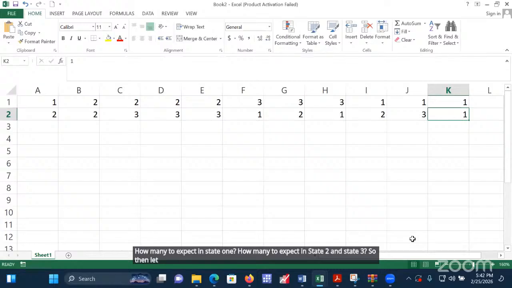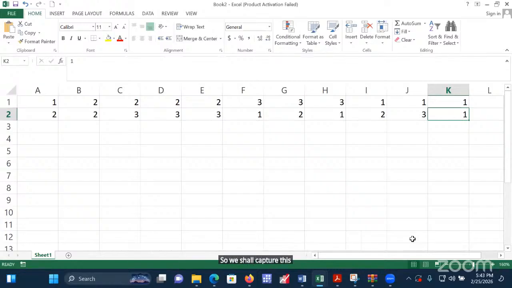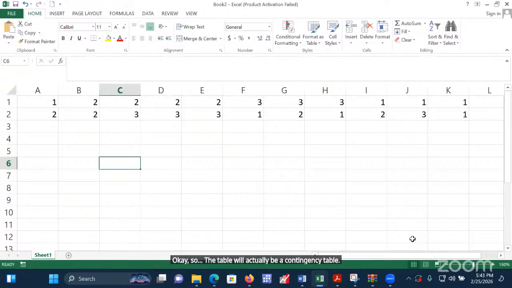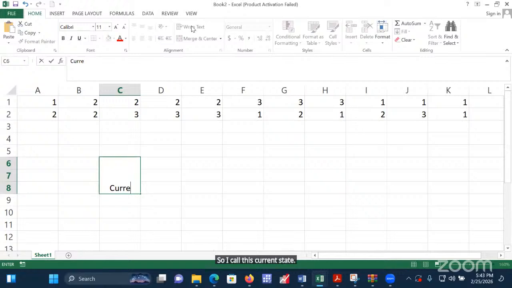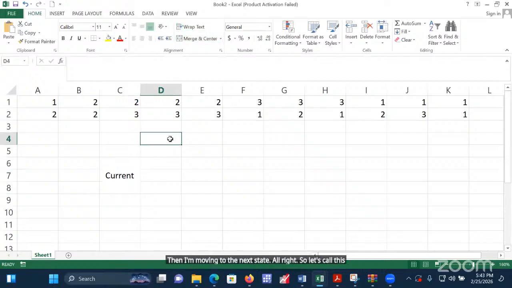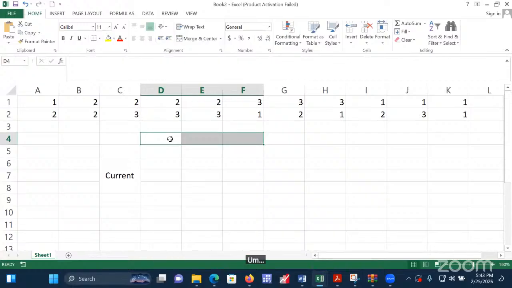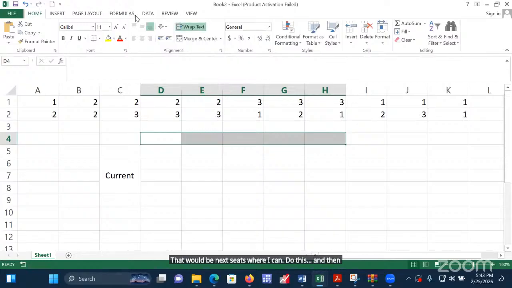So then let's do this together. So we shall capture this information in a table. The table will actually be a contingency table where I have my from, the state where you currently are. So I call this current state. Then I'm moving to the next state. So let's call this the next state. Let's make it center. So let's call it next.